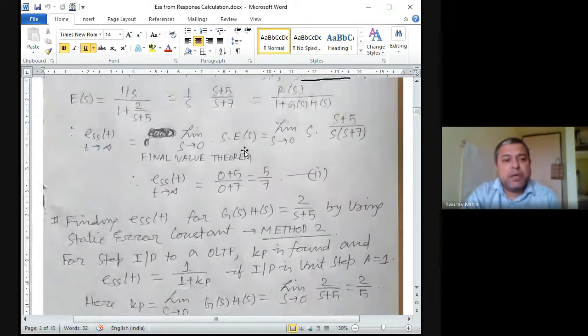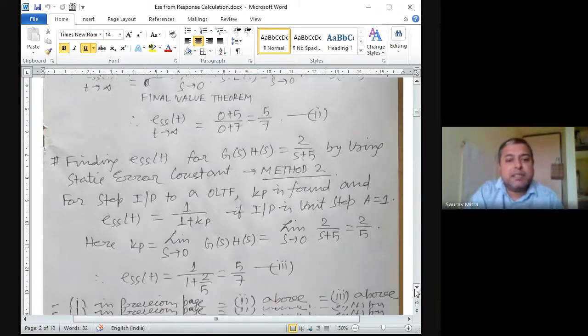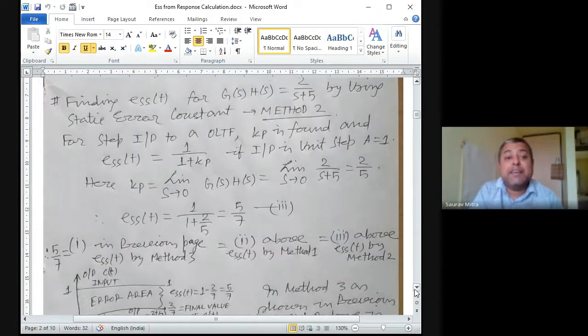In this case, method 1, we are finding limit s tends to 0 sE(s). This is from the final value theorem. So the same error can be found out by 3 methods. First one is from the final value theorem, that is limit s tends to 0 sE(s). Next, the second method is finding from the static error constant.